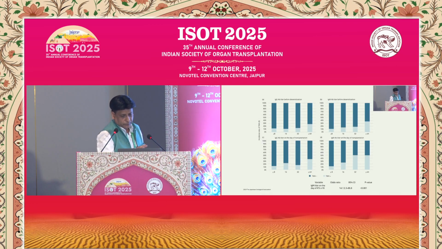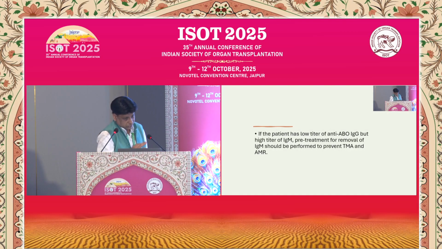A recent paper shows that if IgM titers are high, there are more chances of TMA in these patients. IgM is itself associated with TMA and antibody-mediated rejection. So the question is, should we give equal importance to IgM to prevent TMA and antibody-mediated rejection, or should we give importance solely to IgG?